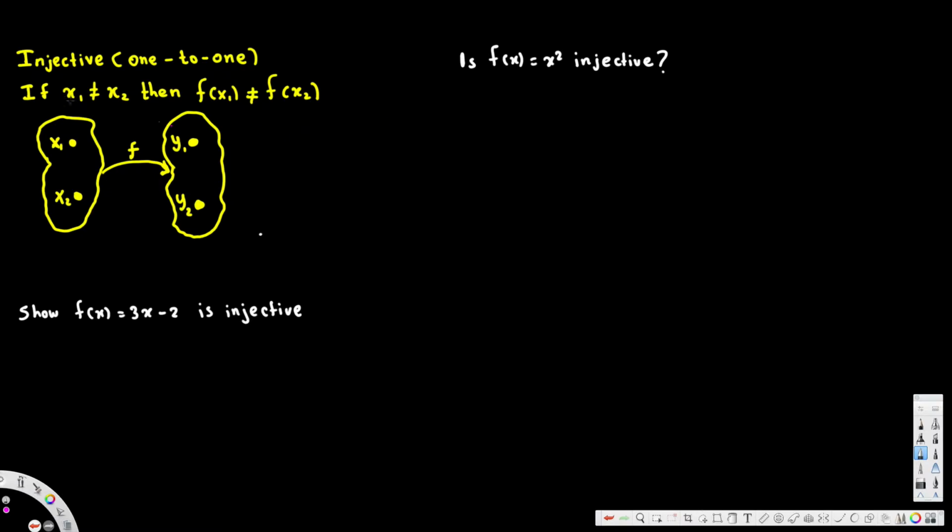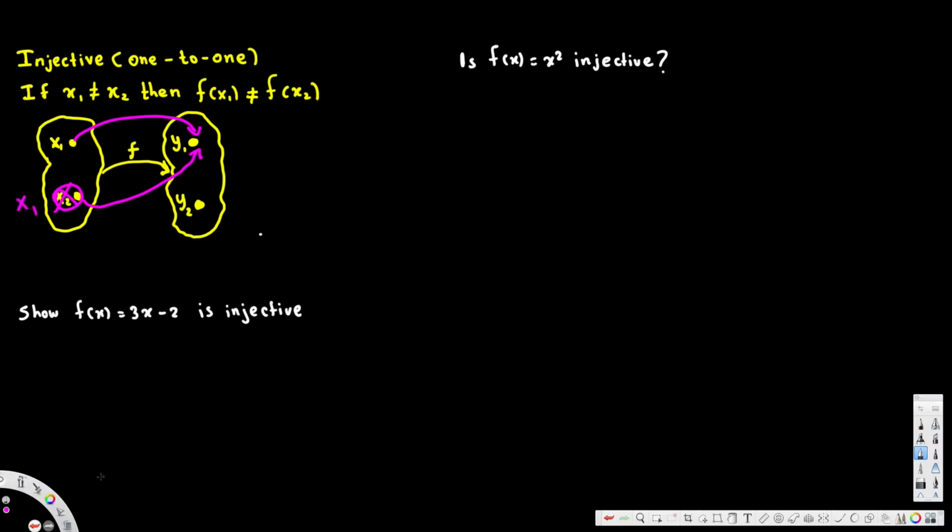What's going on, guys? In this video we are going to take a look at injective functions, also called one-to-one functions. An injective function says that if x1 is not equal to x2, then f of x1 is not equal to f of x2. For example, if you have x1 with an arrow toward y1, then x2 cannot also point to y1.